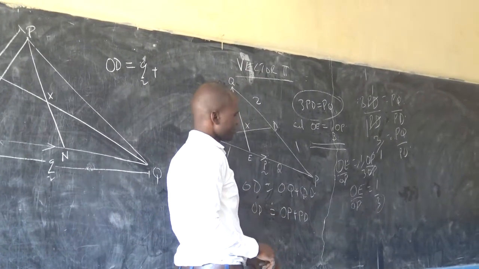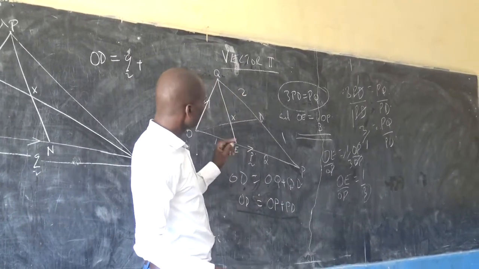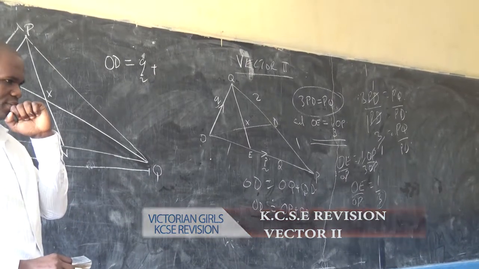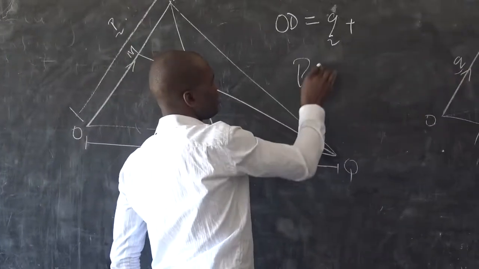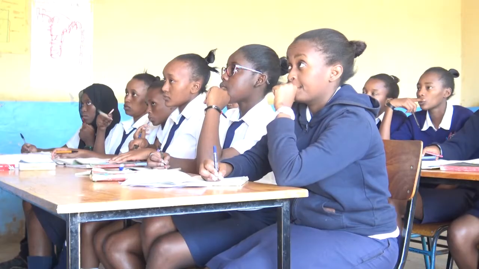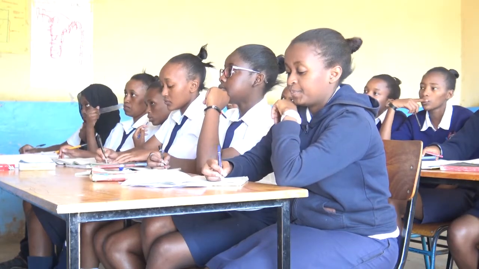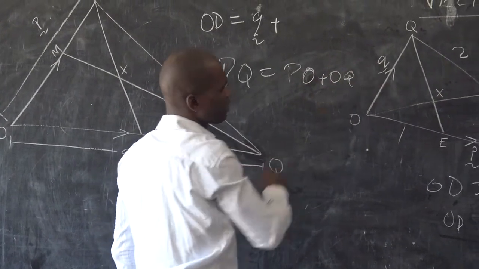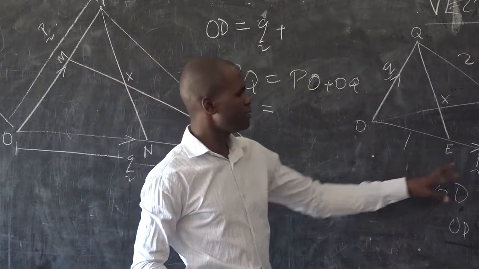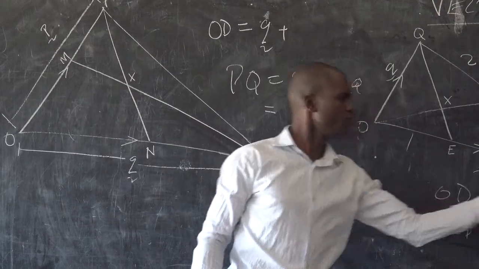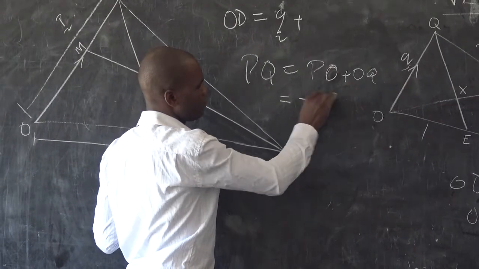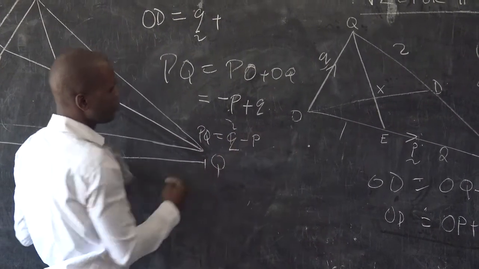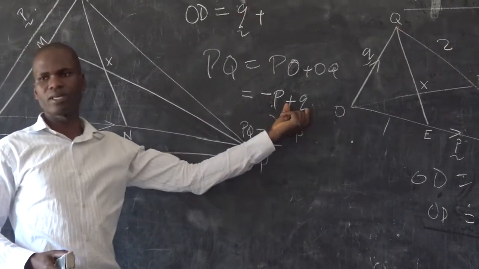Let's follow this other way. Let's follow this road. And first of all, you must have what? PQ. Now how do you get PQ? PQ equals to PO plus OQ. So always when changing direction, because you can see this direction is from O to P, but now changing direction from P to O, therefore the sign is going to be negative. Negative p plus q. Therefore PQ equals to q minus p. If you don't want to start with the negative, you can start with q.